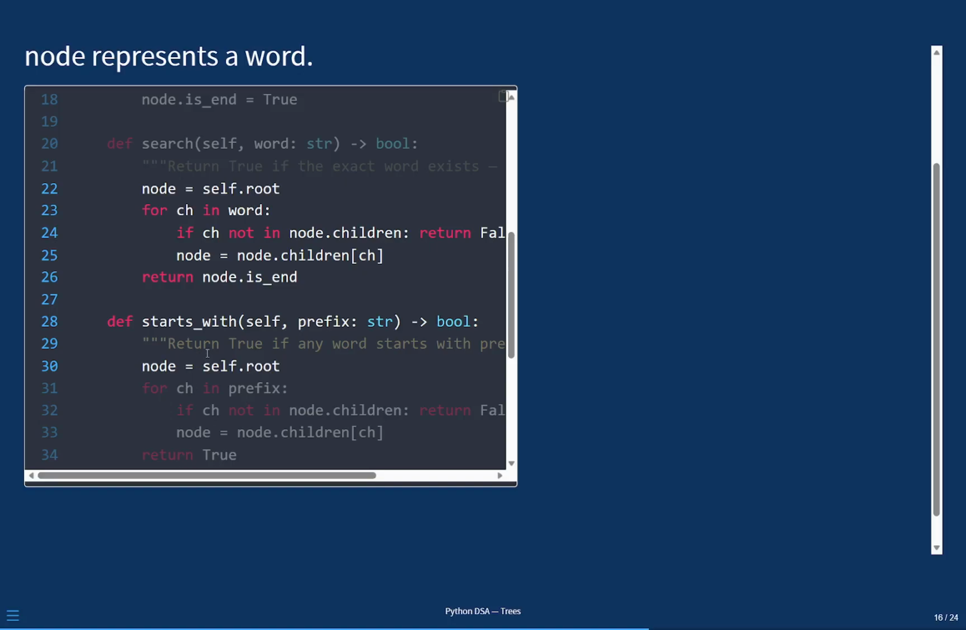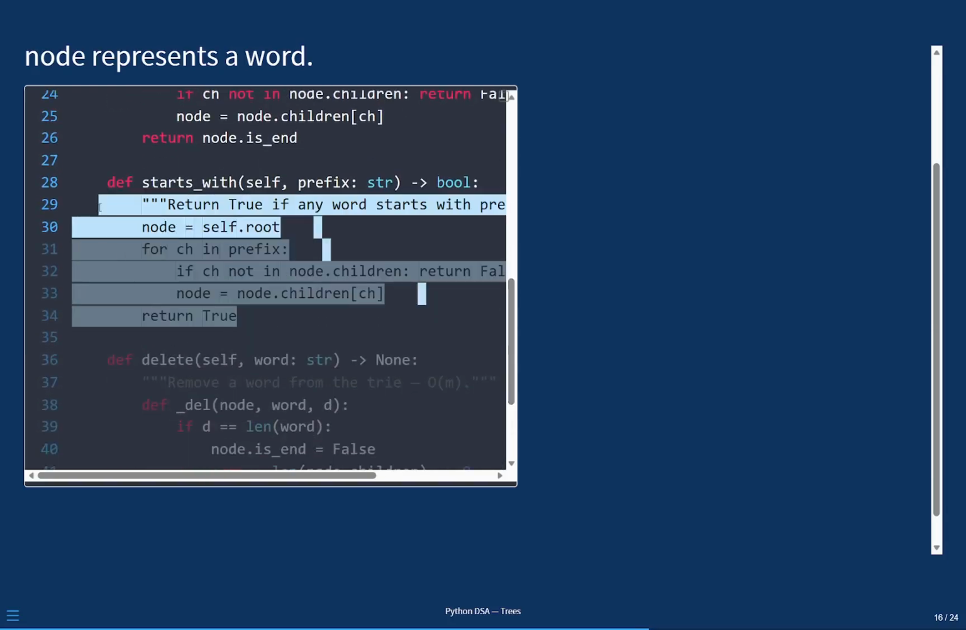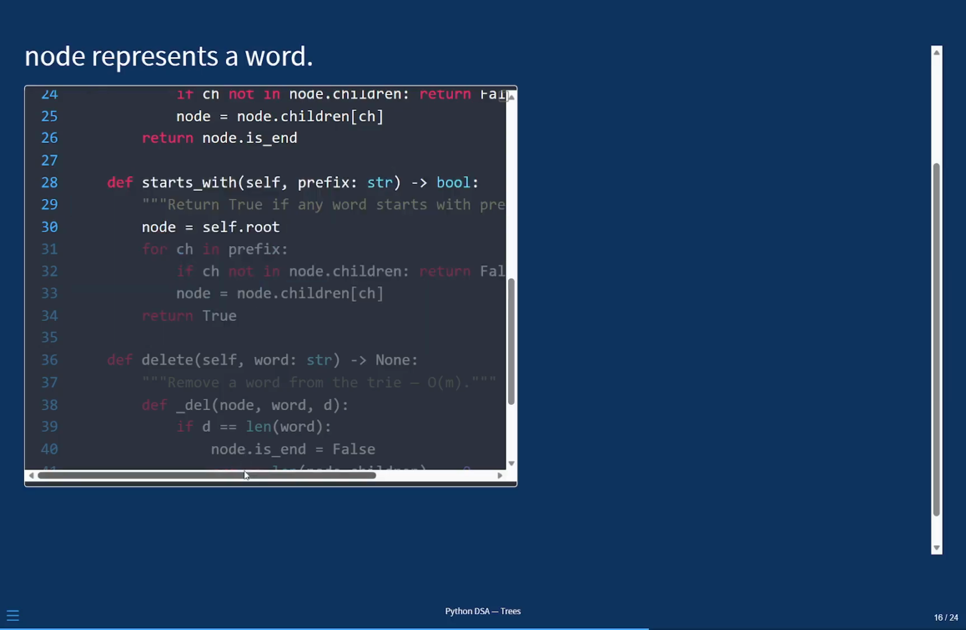starts_with is like search but returns true as soon as we've successfully consumed the entire prefix. We don't care whether is_end is set. This is what makes autocomplete work. Check if any path starts with the user's current input.